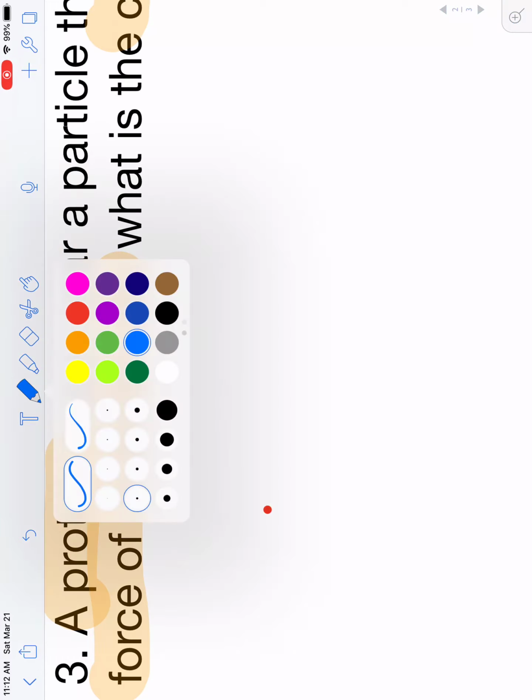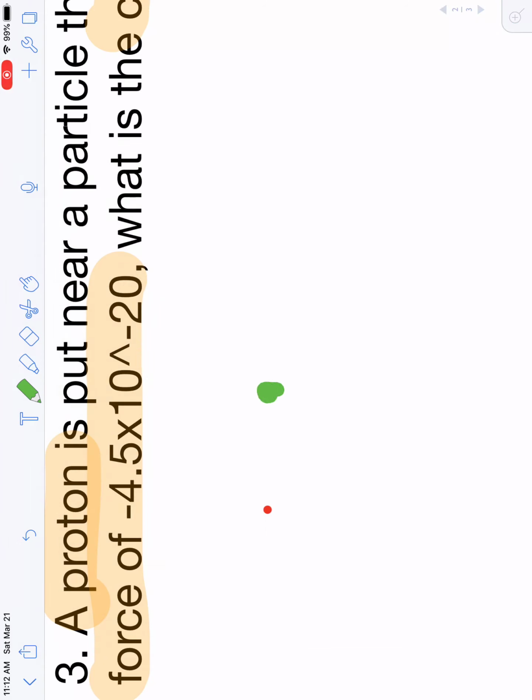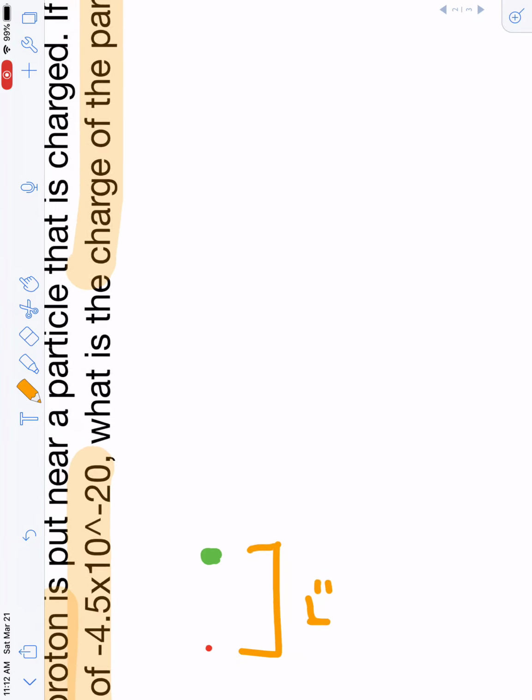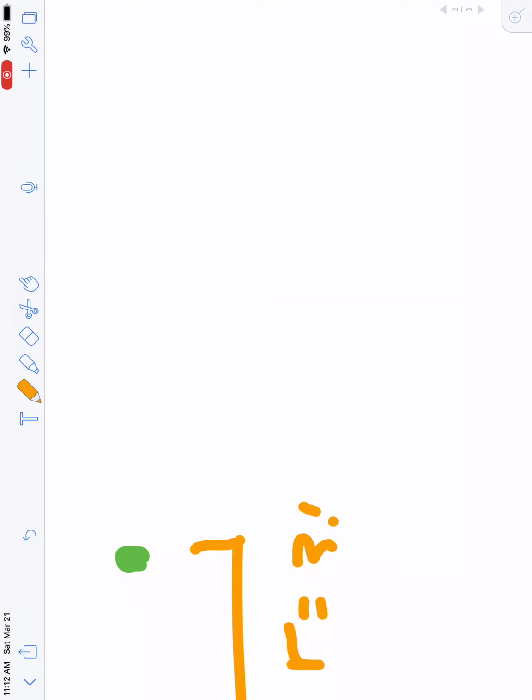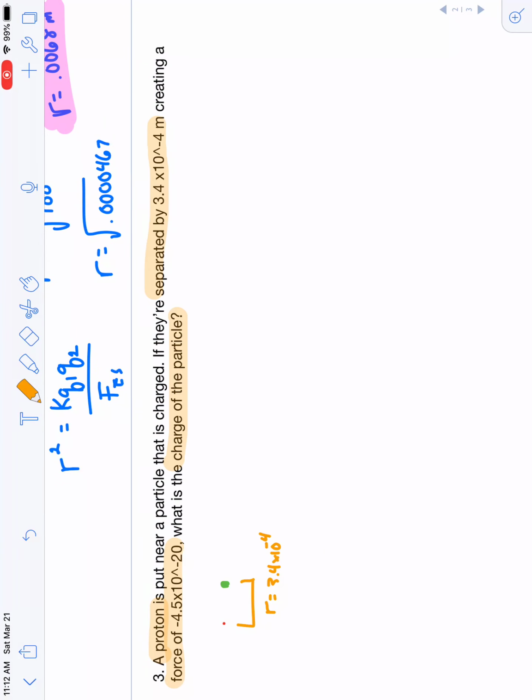Let's use green. So there has to be something that's negatively charged over here. That distance is the R, and it's 3.4 times 10 to the minus 4th. All right, that gives you a little visual of what's happening right now, and we know the force between them. The force is right above that picture.